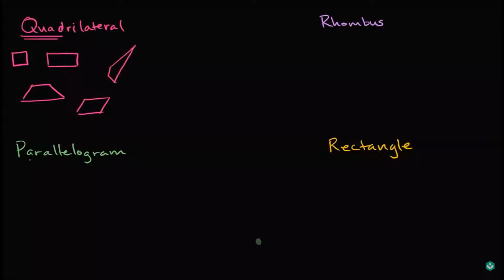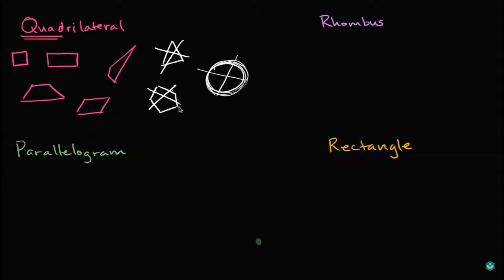So what's not a quadrilateral? Well, a triangle would not be a quadrilateral. It has 3 sides, 1, 2, 3. So let's cross that out. A pentagon has 5 sides, so that would not be a quadrilateral. A circle has, I guess you could say, no sides. It's just one big curve. That's not going to be a quadrilateral. If you had 6 sides, 7 sides, 100 sides, none of that is going to be a quadrilateral. So now let's think about the different categories of quadrilaterals.